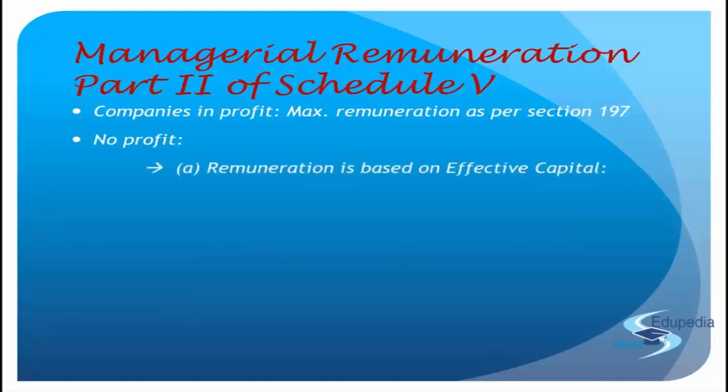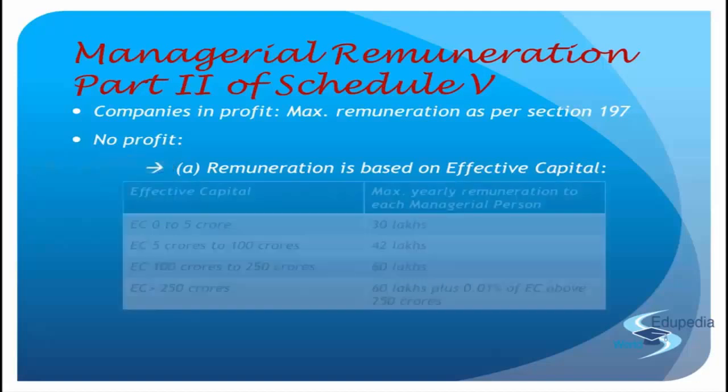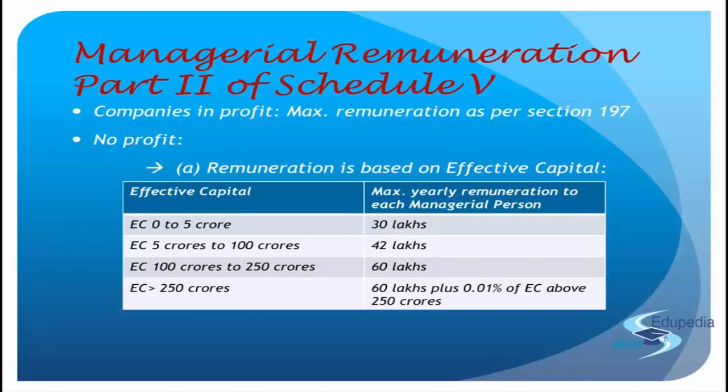So in Section 2, even in a no profit situation, there are two situations. First, the remuneration based on effective capital, and on the other hand, we'll see the other. So first we'll see the remuneration based on effective capital. So this is a chart in front of you. There are certain limits that are given. We'll be discussing those limits as well.